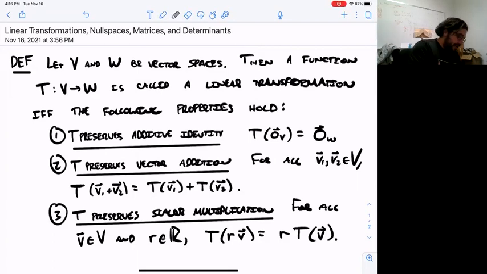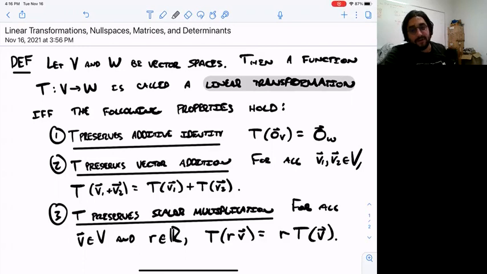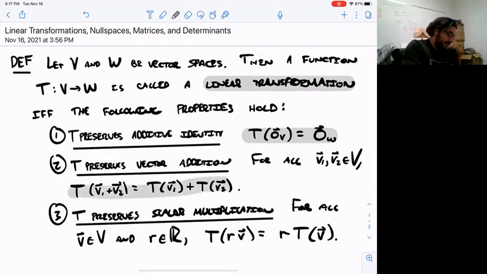We're defining a linear transformation as a special type of function T between two vector spaces V and W. And it gets to be called a linear transformation if and only if all three of the following properties hold. We need T to respect the additive identity of these vector spaces, right? We need the zero vector of V, the input space, to go to the zero vector of W, the output space. We also need T to preserve the vector addition, right?